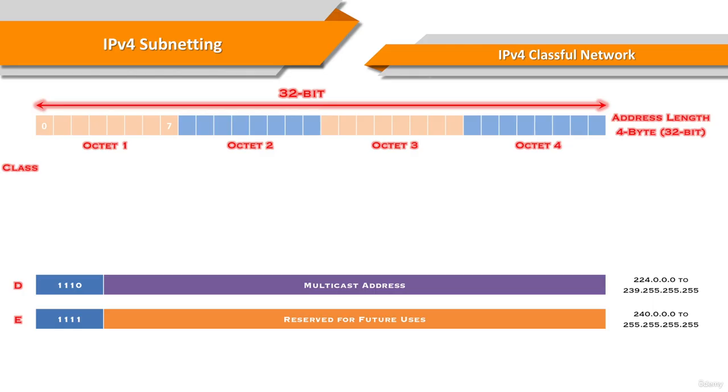So given an IP address, its class can be determined from the 3 high-order bits, and by that I mean the 3 leftmost bits in the first octet.